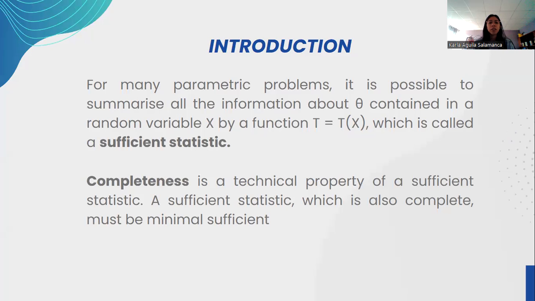Completeness is another concept, and it's a technical property of a sufficient statistic. A sufficient statistic which is also complete must be minimal sufficient. The implication is that any reasonable estimator of theta will be a function of T of X. It's important to say that we may not always have the complete information about the parameter theta.